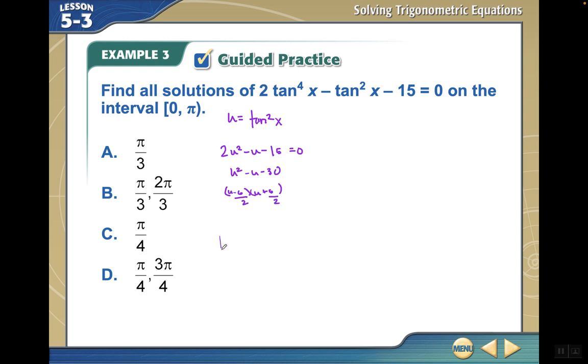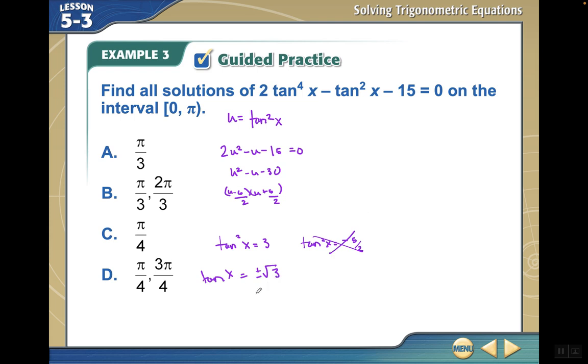So I have tangent squared x equals, and 6 divided by 2 is 3, and I have tangent squared x equals a negative 5 over 2. So when we take the square root of both sides, you're going to get that tangent x equals positive or negative square root of 3. And on this one, we won't get a real number if we take the square root of a negative number. So this is just an extraneous solution.